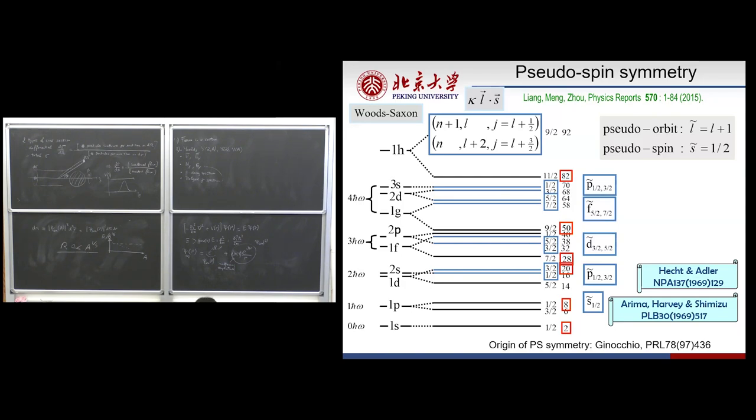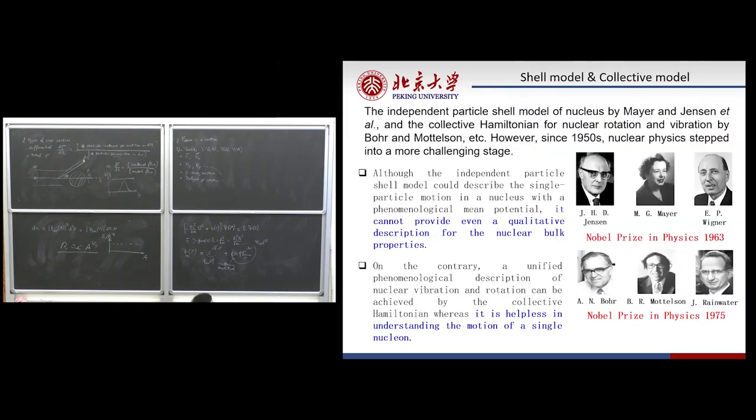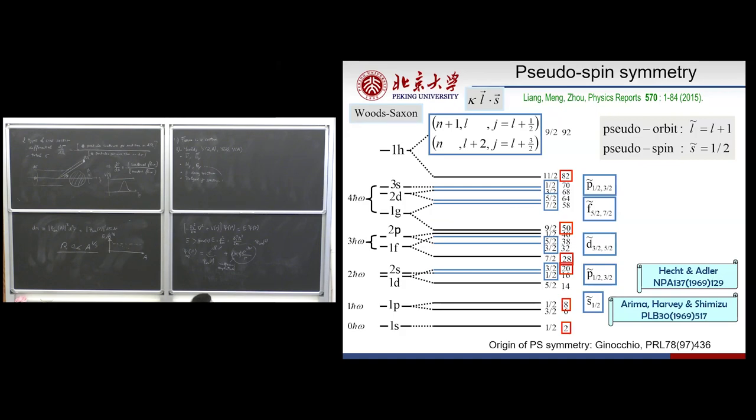Later on, I will tell you what the pseudo-spin symmetry is, because nobody understood what it should mean. Nobody knew. Until 30 years later, the people found that in the Dirac equation, we have upper components and lower components. The upper components have the normal spin partners, and the lower components correspond to the pseudo-spin partners.